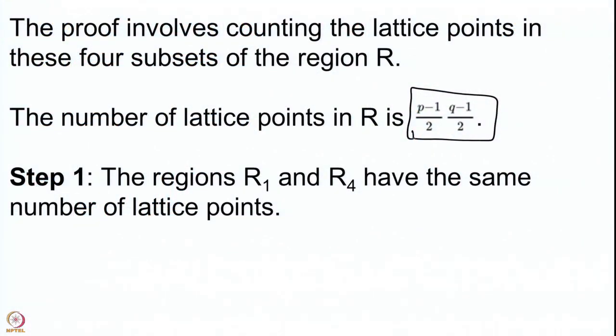And now we come to the very first step, that the regions R1 and R4 have the same number of lattice points. So, you take out the 2 slanted parts that we had in the middle, you ignore them. There are those 2 triangular parts which we had in the corners, one on the left top corner and second on the right bottom corner. These 2 triangular parts have the same number of lattice points. This is our first step.